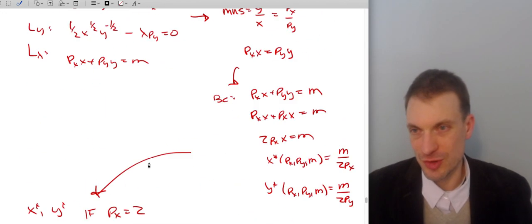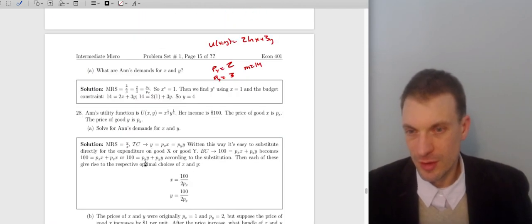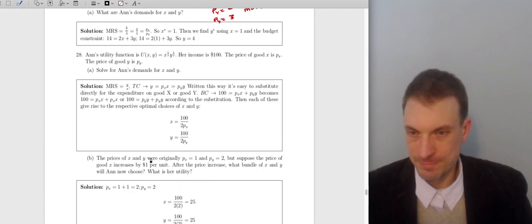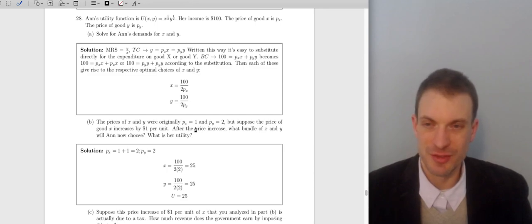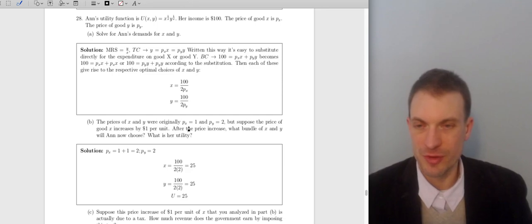I'll show you that. Let me just go up here. So that was this right here. The prices of x and y were originally px equal to 1, py equal to 2. Suppose the price of good x increases by $1, so now the price of good x is 2.